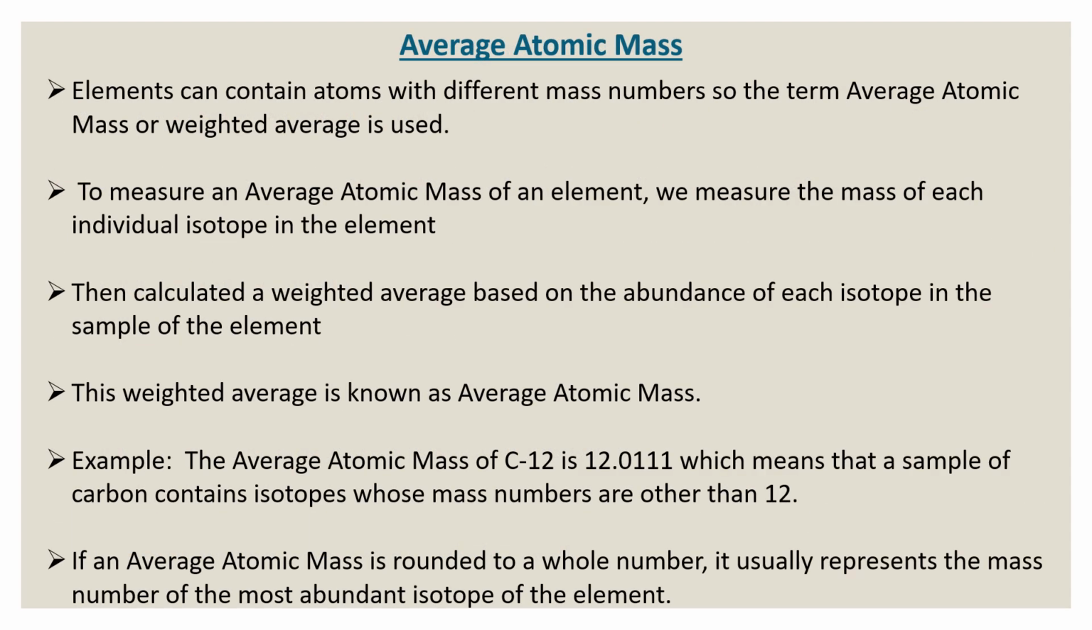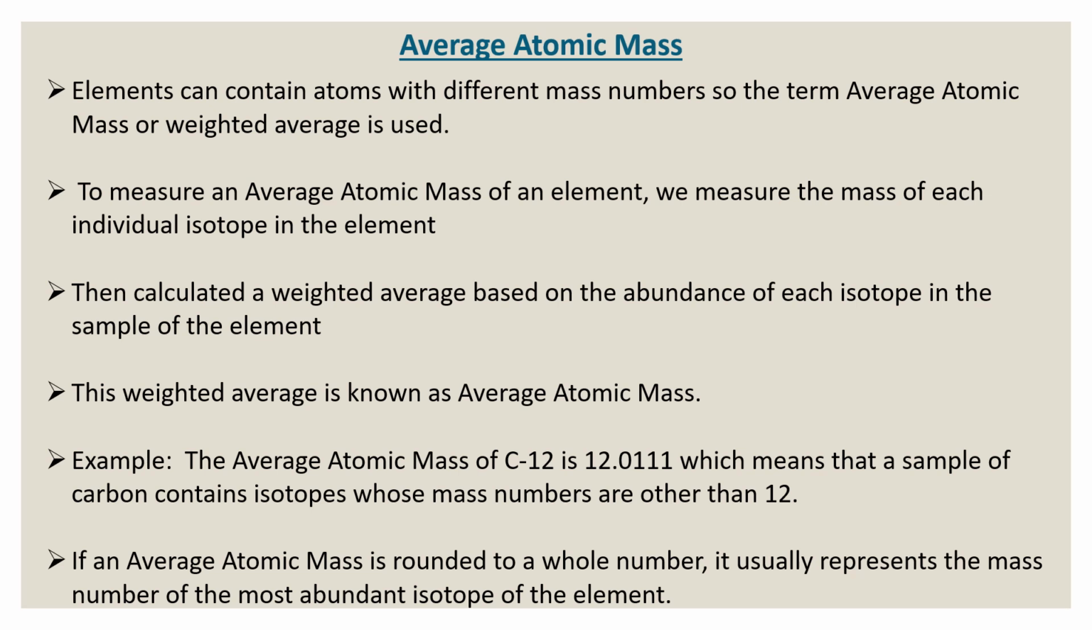Average atomic mass. Elements can contain atoms with different mass numbers, so the term average atomic mass, or weighted average, is used. To measure the average atomic mass of an element, we measure the mass of each individual isotope in the element, then calculate a weighted average based on the abundance of each isotope in the sample of the element. This weighted average is known as average atomic mass.